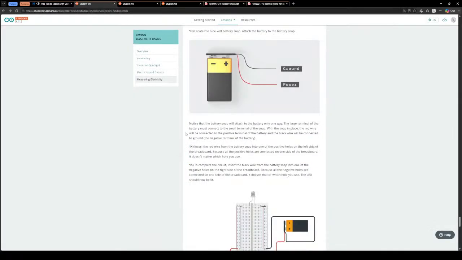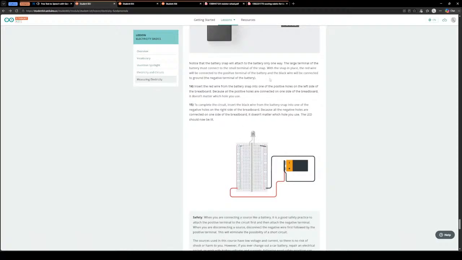Notice that the battery snap will attach to the battery only one way. The large terminal of the battery must connect to the small terminal of the snap. With the snap in place, the red wire will be connected to the positive terminal of the battery and the black wire will be connected to ground. 14. Insert the red wire from the battery snap into one of the positive holes on the left side of the breadboard. Because all the positive holes are connected on one side of the breadboard, it doesn't matter which hole you use.